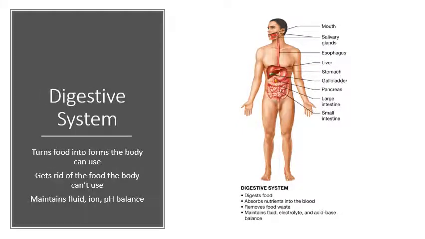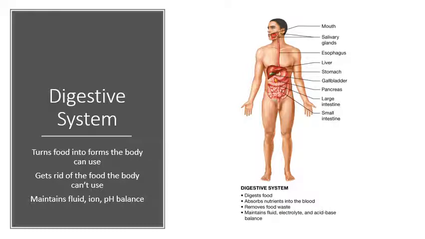Then you have the digestive system. The digestive system is basically the gastrointestinal tract, which extends from your mouth to your anus, including the oral cavity, the esophagus, the stomach, the small intestine, and the large intestine. It also includes the different glands that secrete things into the gastrointestinal tract. So that includes your liver, your gallbladder, and your pancreas, also your salivary glands in the mouth.